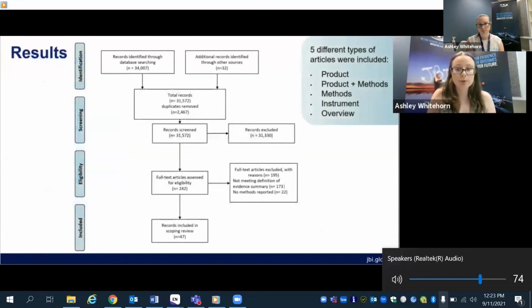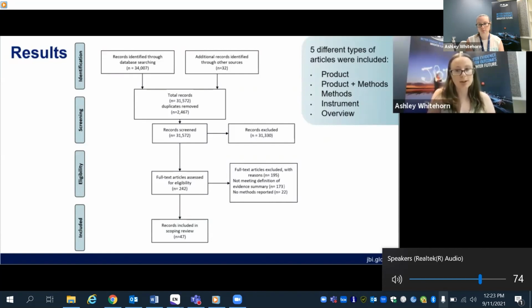The two reviewers independently screened 31,572 records, and of those, 242 full-text records were also independently reviewed by the two. A total of 47 records, including 5 different types, were included. These included products, which was the final evidence summary that is used by clinicians. Products plus methods were where both a methodological paper and an example product were available.